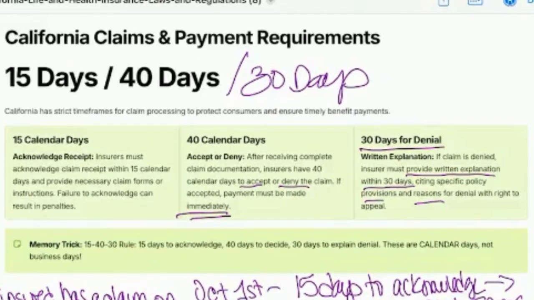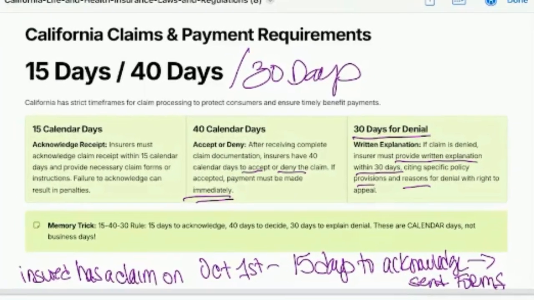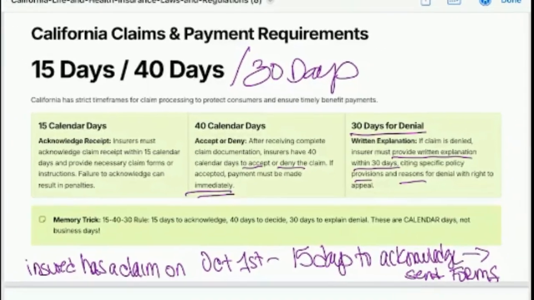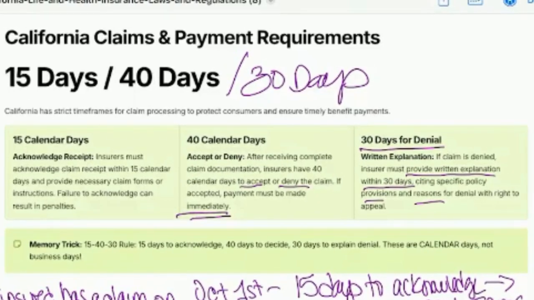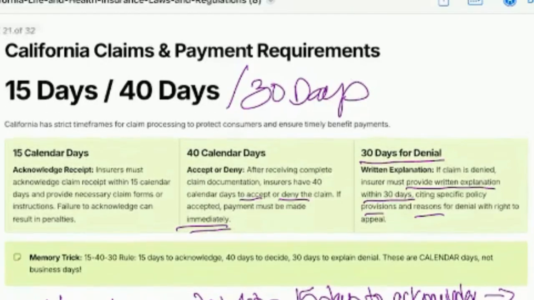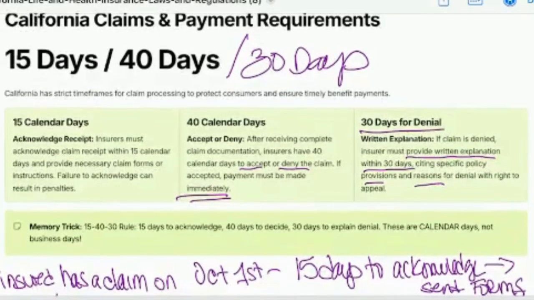So then once they receive those forms, they could ask you, an insured filed the claim on October 1st, and the insurance company must respond by when? October 16th, right? Or the insurance company didn't respond to the customer until October 20th. Did they do that within the acknowledgement of claims requirement? No, they failed to do so, okay? Once the insurance company receives the forms, they have 40 days. I know we're going on to the next slide, but 40 days to decide, right?